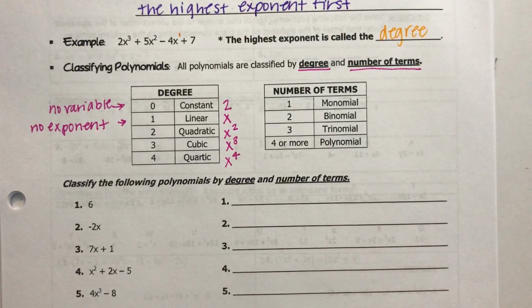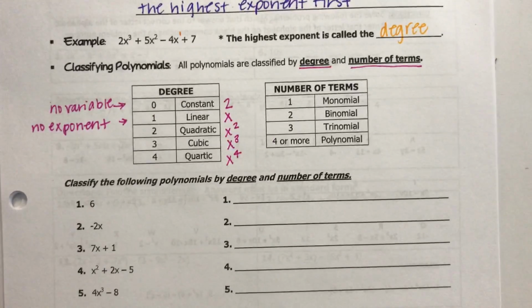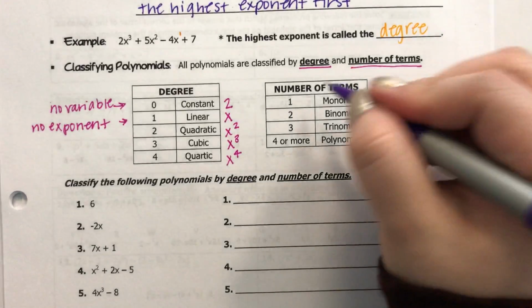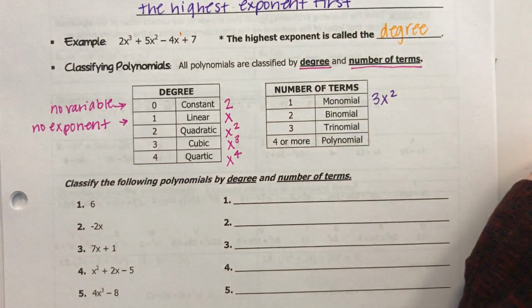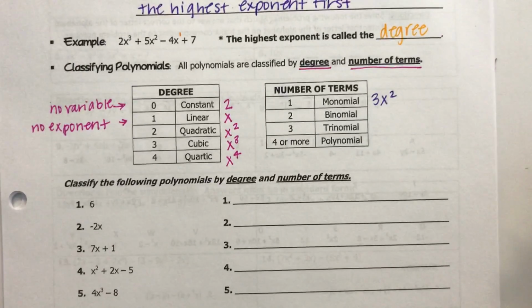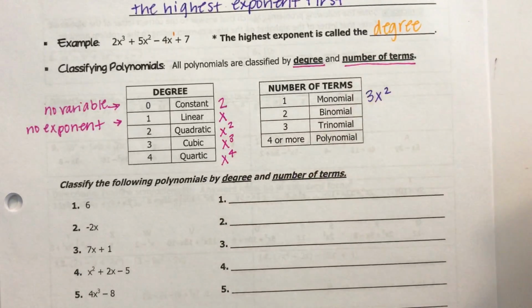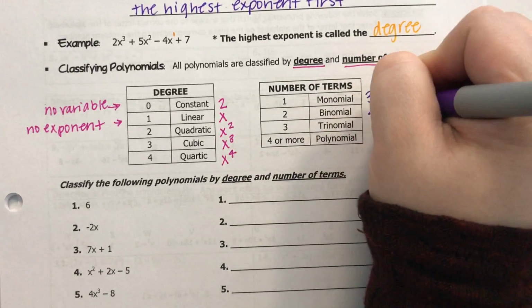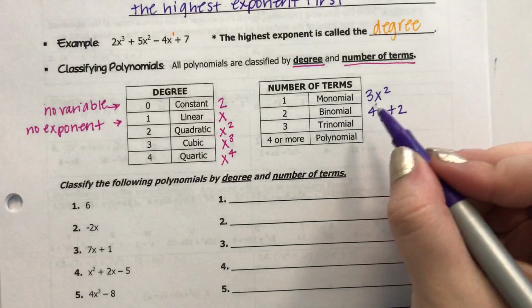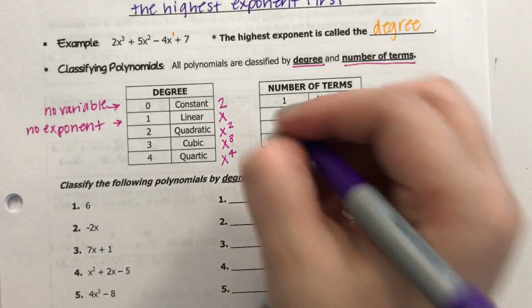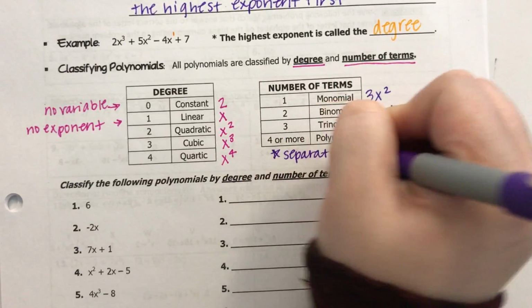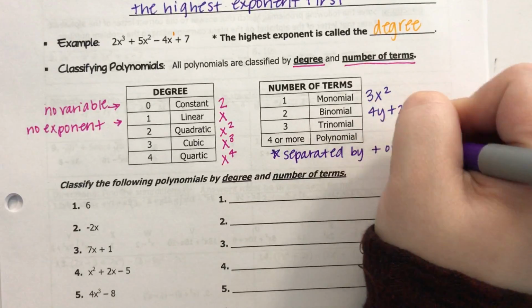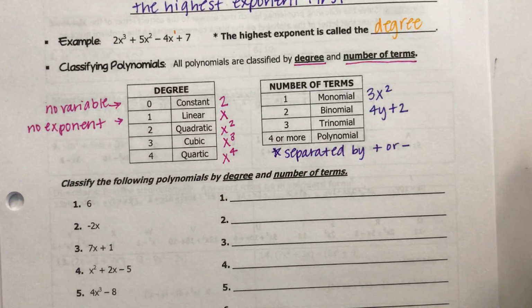It's okay. So these ones, number of terms, this is how many terms are there. Okay, that's what you need to look at. How many terms are there? So if there's one term, it's called a monomial. So here's an example, 3x squared. There's only one term. Okay. 2 terms is a binomial, so we can say 4y plus 2. So these are separated by a plus and minus sign. So I want you to write this, separated by plus or minus.